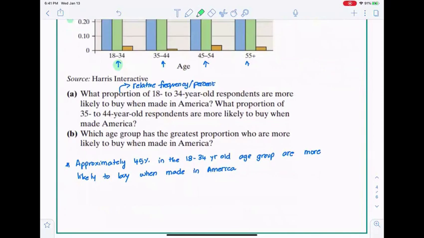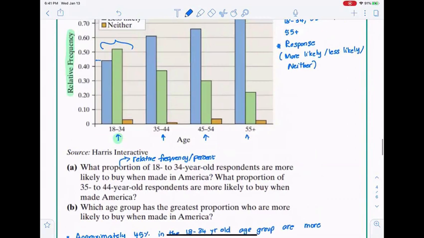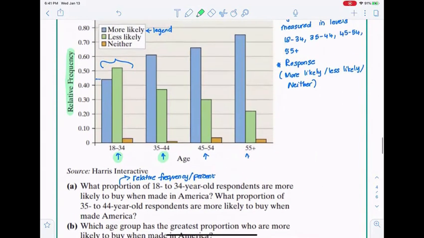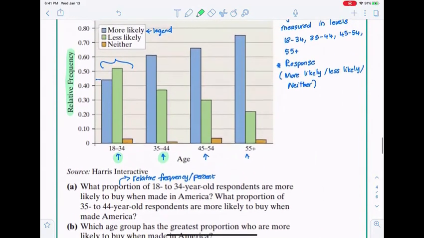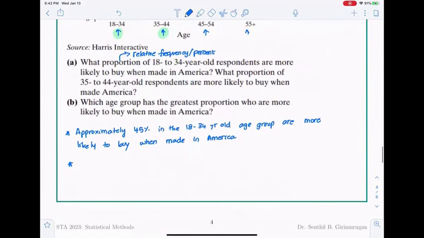The second question, what proportion of the 35 to 44-year-old respondents are more likely to buy when made in America? 35 to 44 would be the next level here, and more likely would simply mean we have to look at the blue bar. The blue bar goes slightly over 60, I might say about 61%. It's right here. It's approximately 61%.